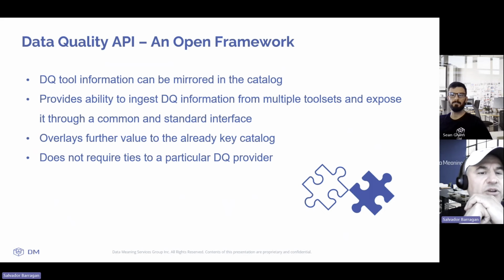So, data quality API and open framework. Any DQ tool's information can be mirrored in the catalog. In this example, Alation can really take any DQ tool, like Soda or Anomalo or Telmy, tools that can observe your data through the data pipeline, report on that data, and surface it through a catalog using the data quality API. So these are some examples of an open framework applied in Alation that can leverage data quality tools that already exist.